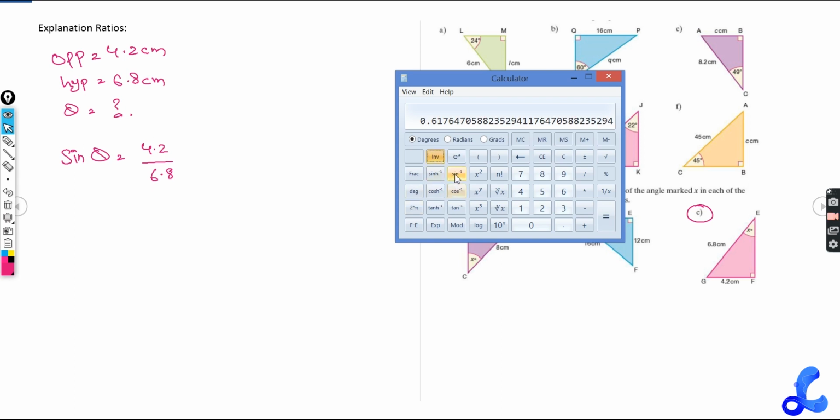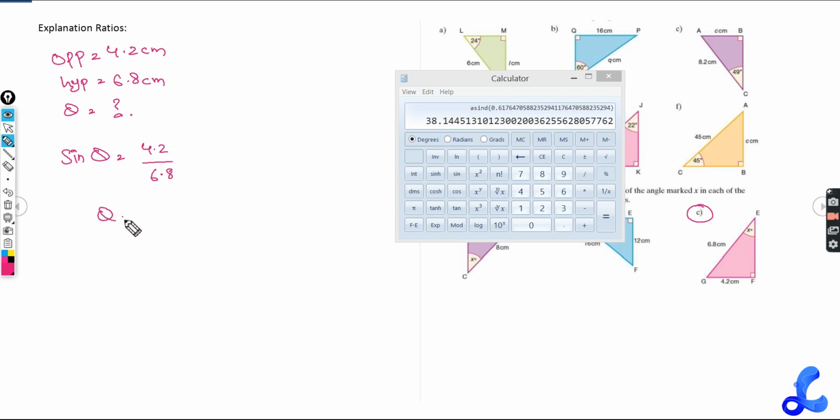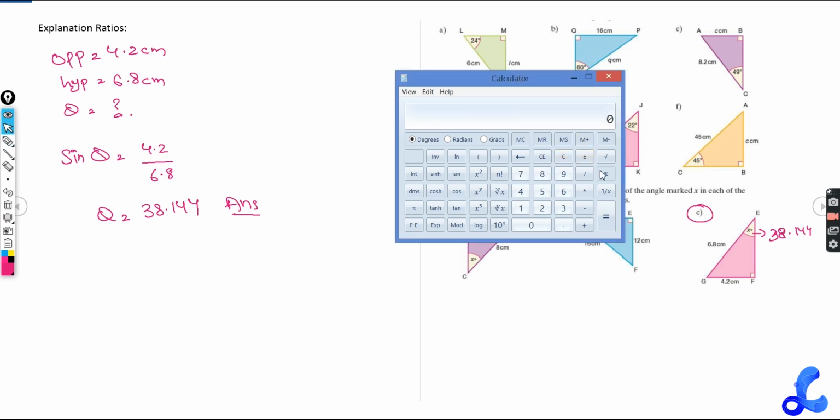You do sine inverse and get 38.144. So angle equals 38.144, which will be your angle or your value for x. That's how you do it. Make sure that you are giving your answer in 2 decimal figures, unless they've asked you to put it in 3 decimal figures, then it is okay. Or else give your answer in 2 decimal figures only.